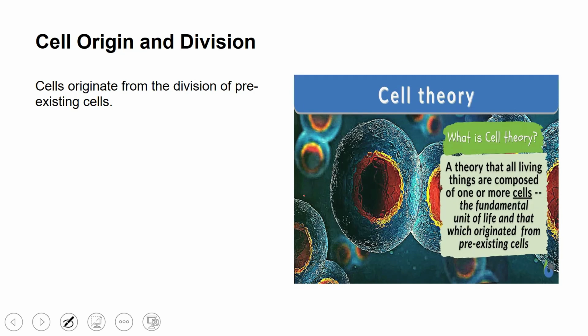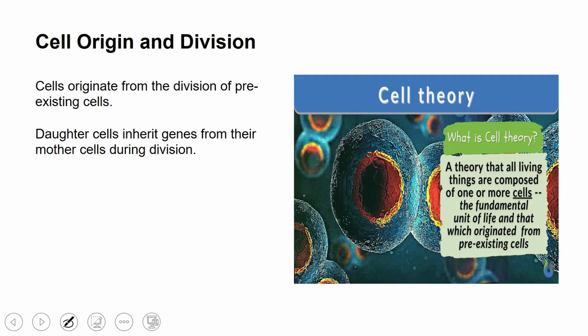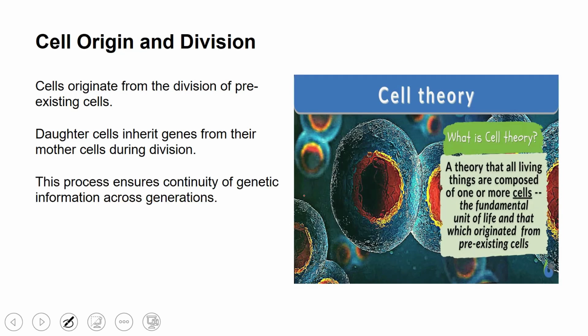So there are about three parts of the cell theory. First, all living organisms are composed of one or more cells. Second, cells are the fundamental unit of life. And third, cells all originate from pre-existing cells. The daughter cells inherit genes from their mother cells during cellular division, which is why all cells come from pre-existing cells. All the genes present in the mother cells are inherited by the daughter cells, and this process ensures continuity of genetic information across generations.